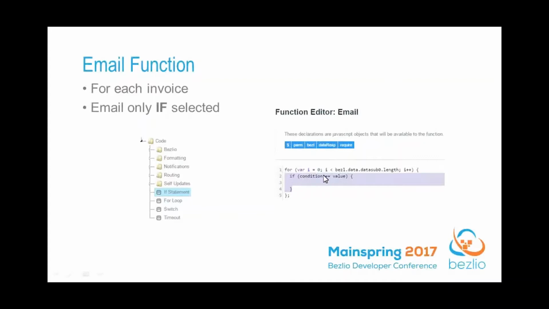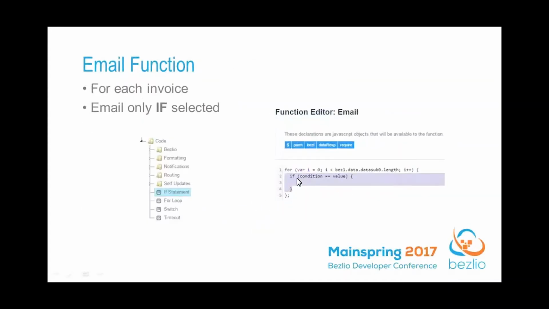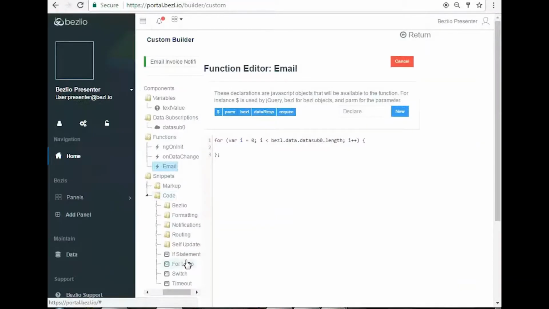Now, if you remember, we gave ourselves some room here for our for statement. And so it's that middle section here, just between these two little brackets. That's where we're going to click and drag our if statement from our code section. So I'm going to go back to design. Here's my if statement. And I'm going to drag that right here on what should be row two.